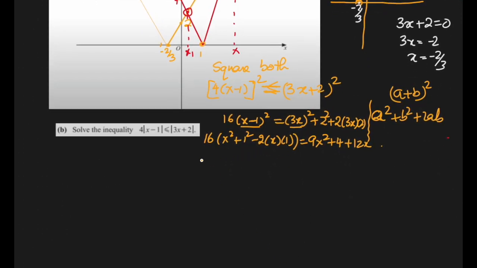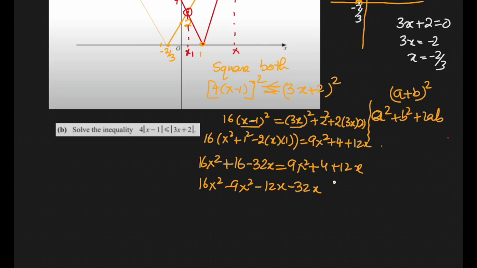So if I open this one, it becomes 16x square plus 16 minus 32x equal to 9x square plus 4 plus 12x. Bring everything to the left side. 16x square minus 9x square minus 12x minus 32x plus 16 minus 4 equal to 0. This will give us roots now. 7x square minus 44x plus 12 equal to 0.